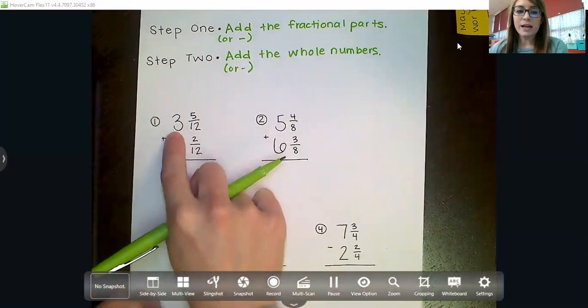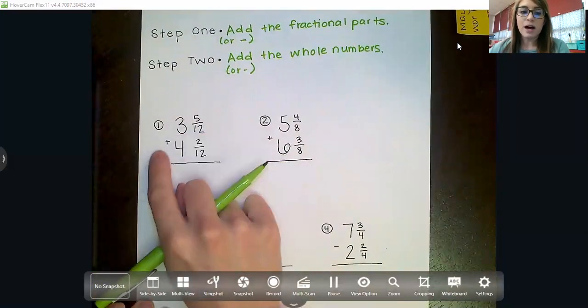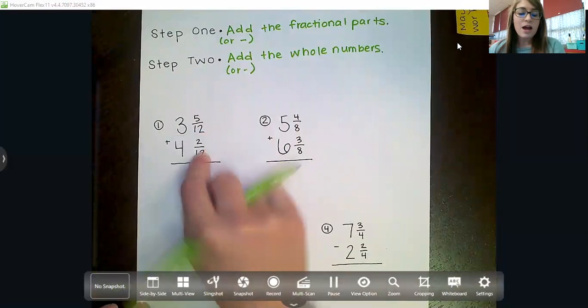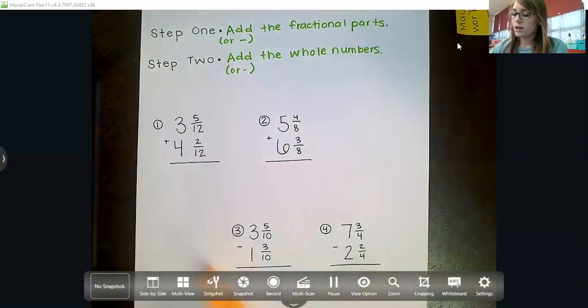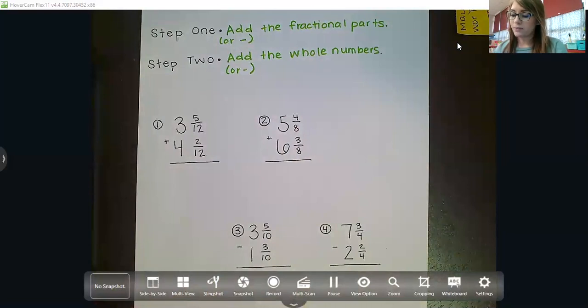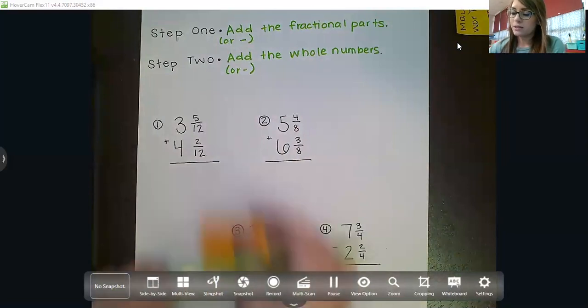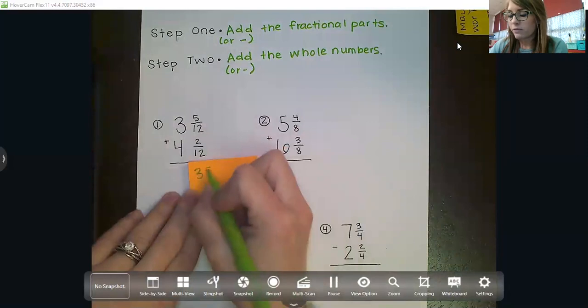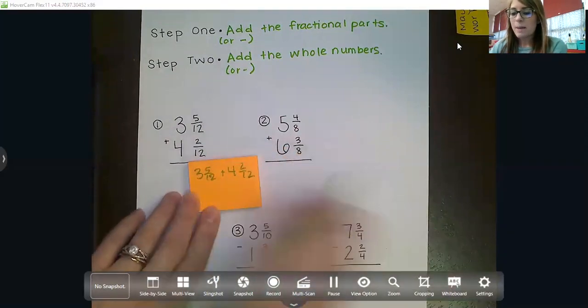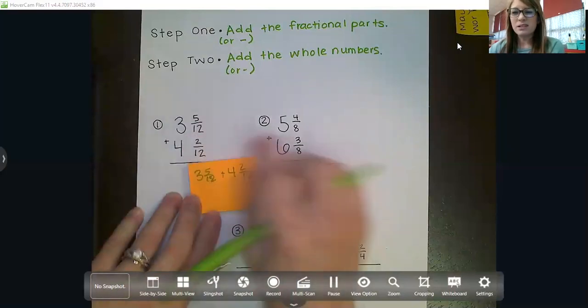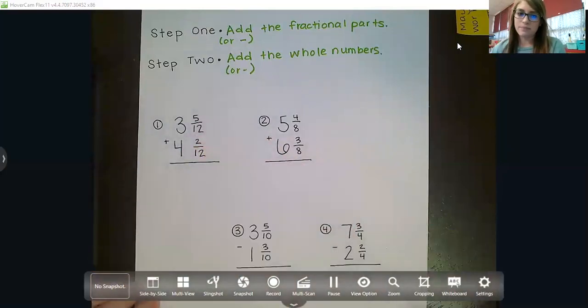All right, let's look at number 1. We've got 3 and 5/12 plus 4 and 2/12. Now you could rewrite it horizontally, like if I were to write it like this, 3 and 5/12 plus 4 and 2/12, but I just prefer it this way because it's a little bit easier for me to see it.